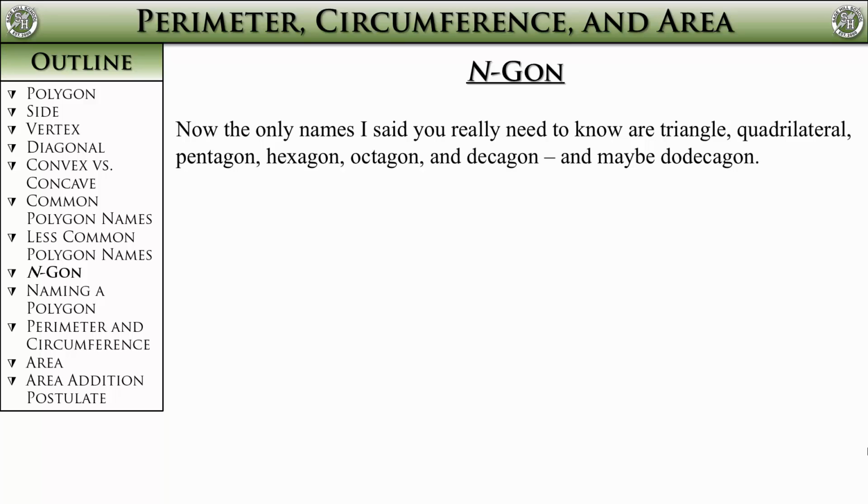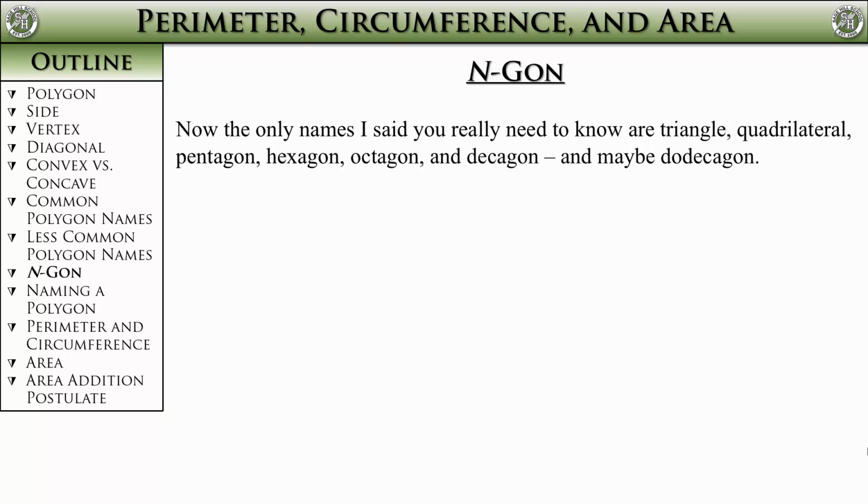Now, I've told you the names that you really need to know. Triangle, quadrilateral, pentagon, hexagon, octagon, decagon, maybe dodecagon. But we need a way to talk about the rest of them. There are Greek and or Latin roots for every conceivable combination of number. But memorizing all of those would be for a Greek or Latin class, not math class.